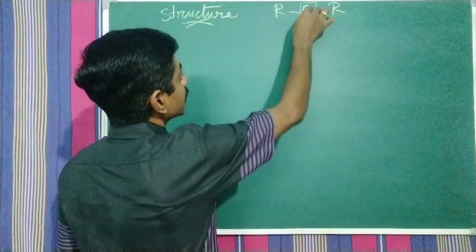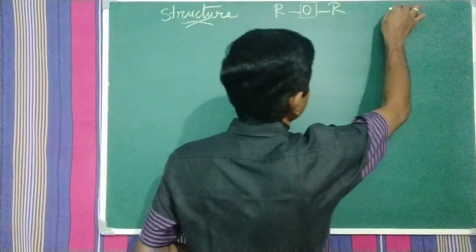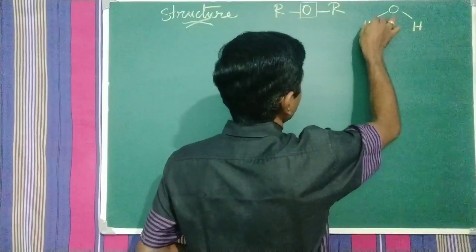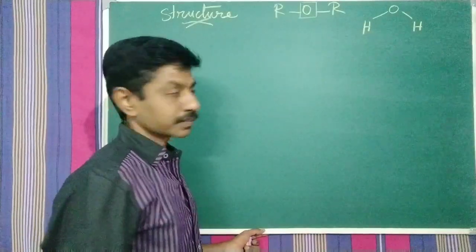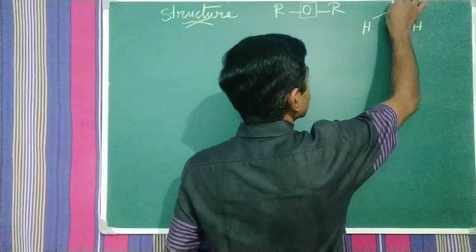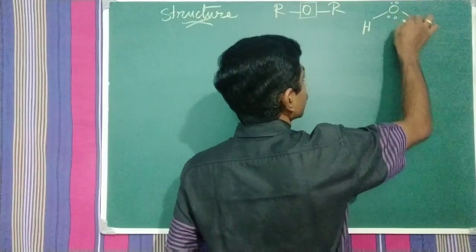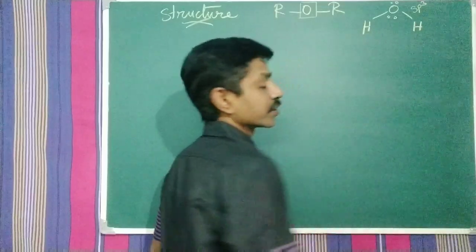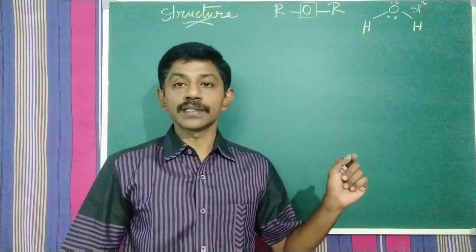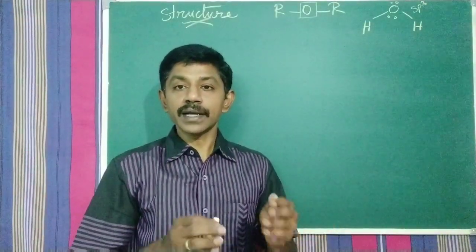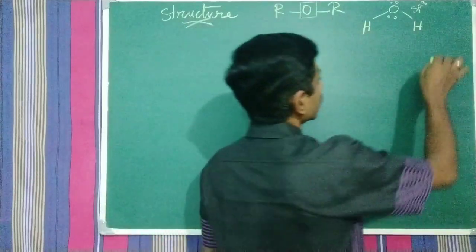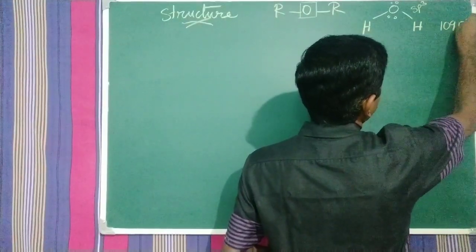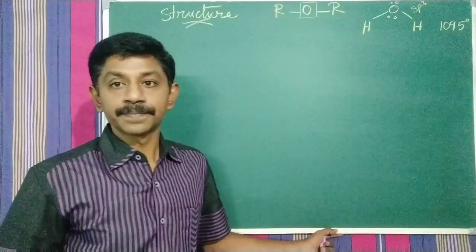So for that, let us go back. We learned in the previous chapter about water's nature. In water, there are 2 lone pairs of electrons available, and that oxygen atom goes for sp3 hybridization. If it goes for sp3 hybridization, the possible shape is tetrahedral in nature. If it is a tetrahedral molecule, then the expected bond angle is 109.5 degrees.